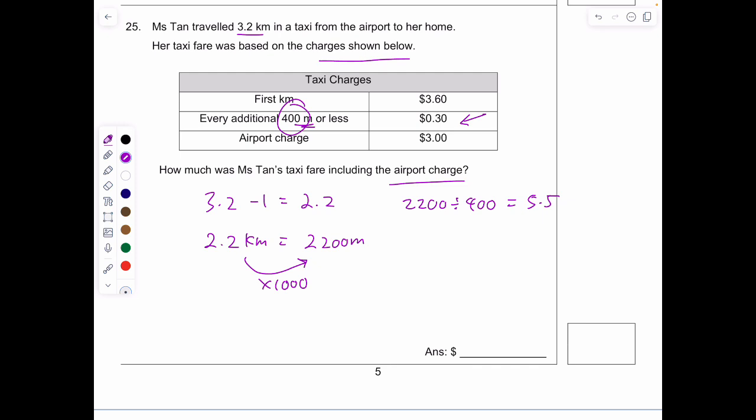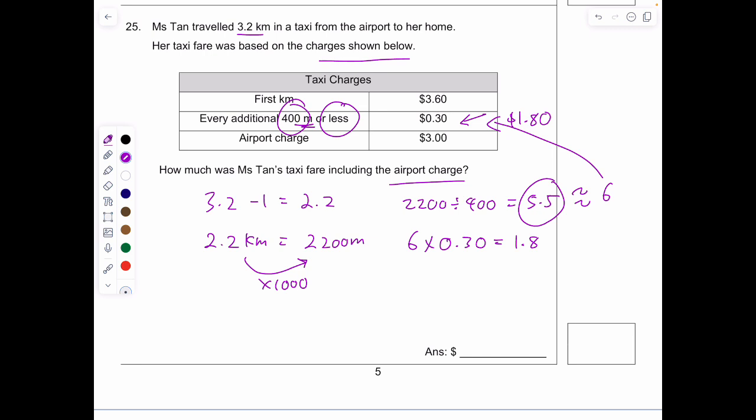Okay? Now, there is no such thing as 5.5 because they will charge you 400 meters or less, so we need to actually round this amount up to 6. So we assume there are 6 of these 400 meter. So we want to know what's the cost of this. So 6 times 0.30, your answer is $1.80. Okay? Now we have actually gotten 180 over here.